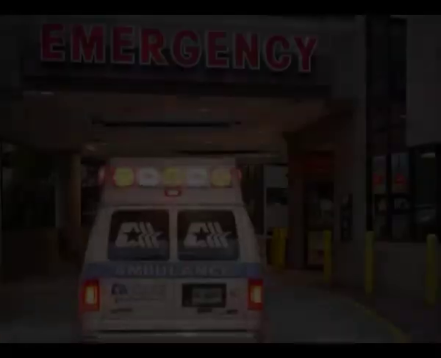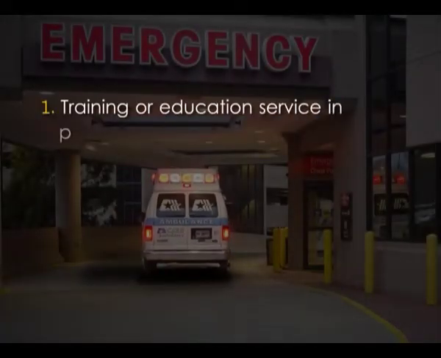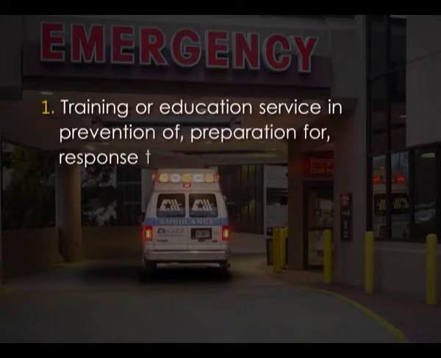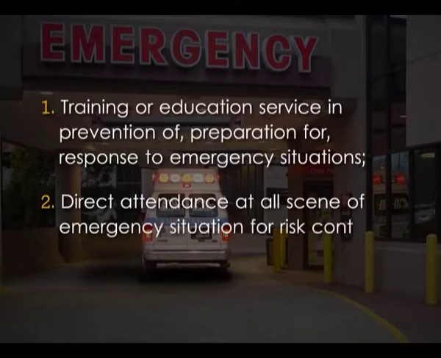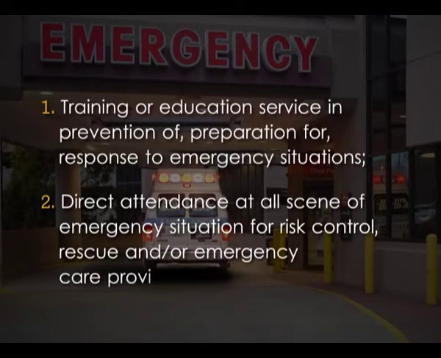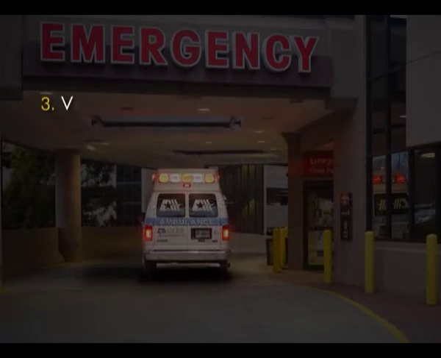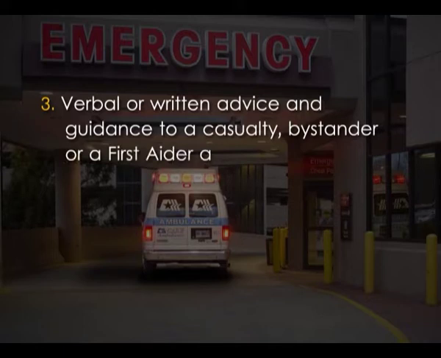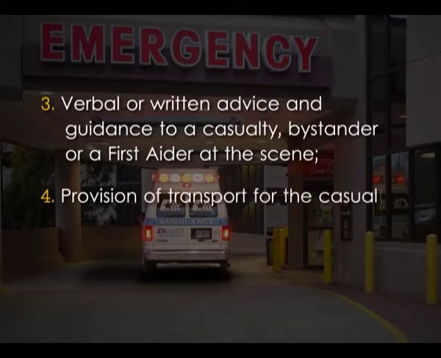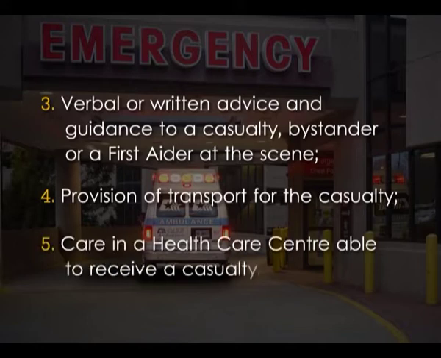Assistance provided by an emergency care service may be in the form of, number one, training or education service in the prevention of, preparation for, and response to emergency situations. Number two, direct attendance at all scenes of emergency situations for risk control, rescue, and or emergency care provision. Number three, verbal or written advice and guidance to a casualty, a bystander, or a first aider at the scene. Number four, provision of transport for the casualty. Lastly, number five is care in a healthcare center able to receive a casualty.